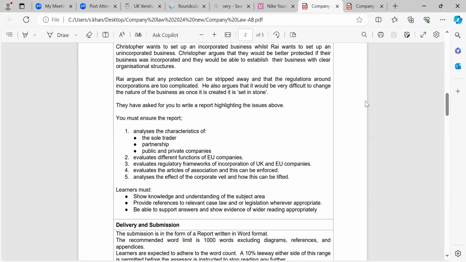Number 2, which is a separate part, you need to evaluate the different functions of EU companies, and that would be a heading in itself. Number 3, evaluate regulatory frameworks of incorporation of UK and EU companies, and that would be a separate heading. Then number 4, evaluate the articles of association and how this can be enforced. That would be a separate element. And then number 5, analyze the effect of the corporate veil and how this can be lifted. This is all to do with learning outcome 1.